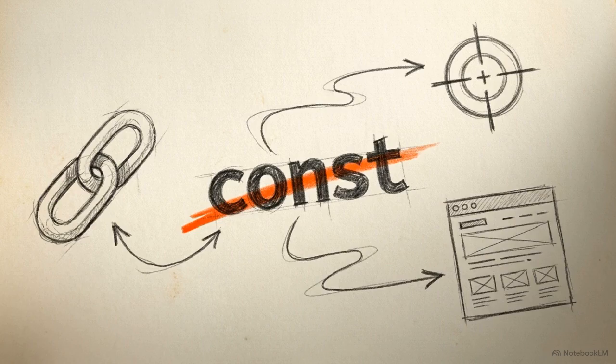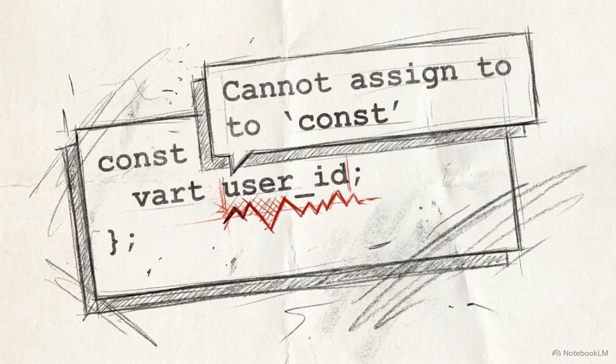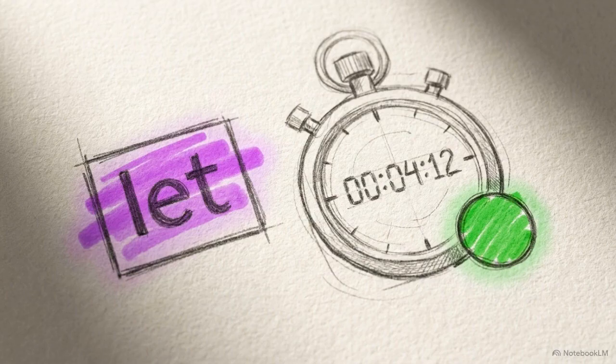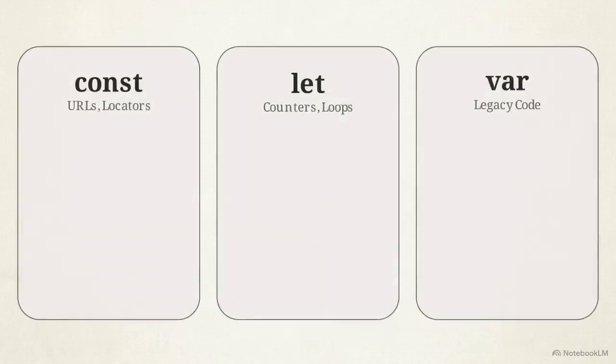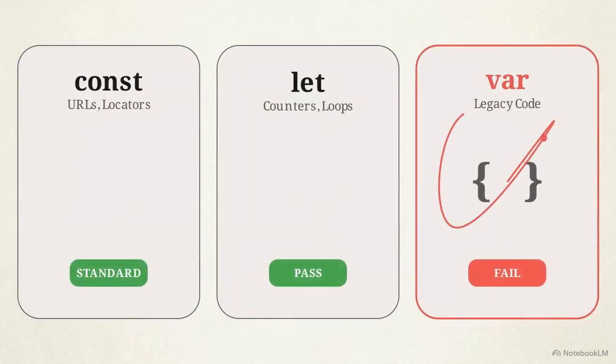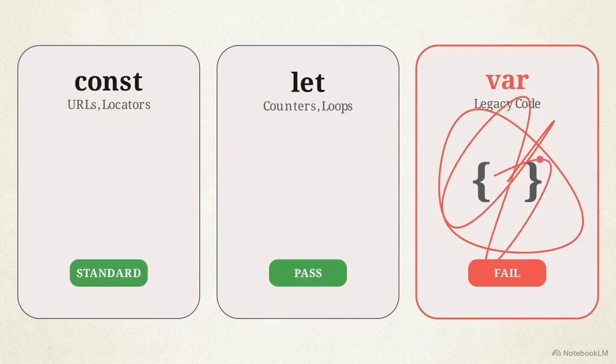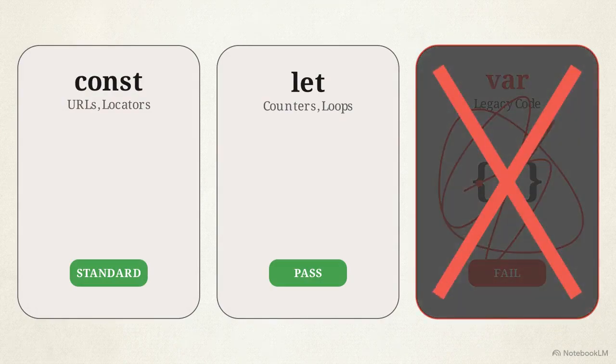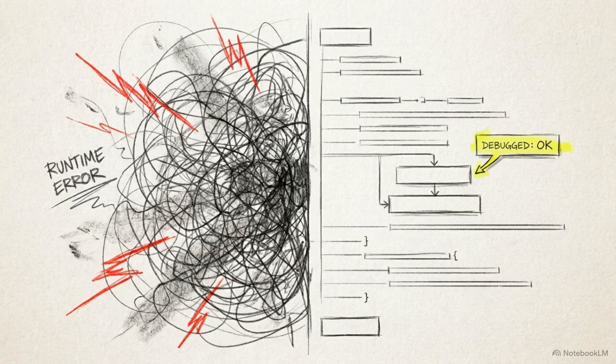You should default to const for almost everything: URLs, locators, and page objects, so your values don't get accidentally overwritten. Reserve let strictly for active counters or status values, and never use var. It carries legacy function scoping rules that introduce unpredictable bugs into modern automation suites. Combining strict data types with immutable variables shifts bug discovery from frustrating runtime failures to instant warnings in your editor.